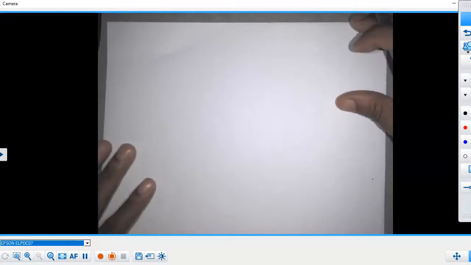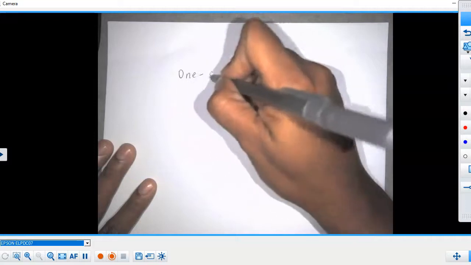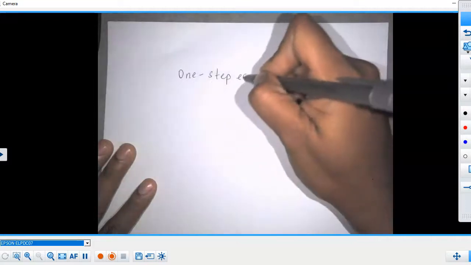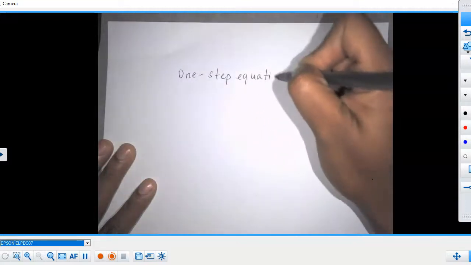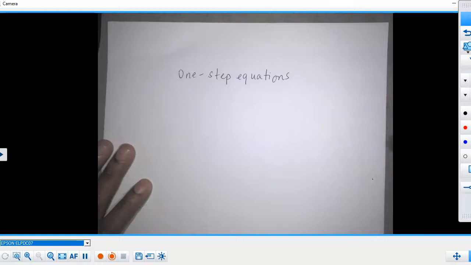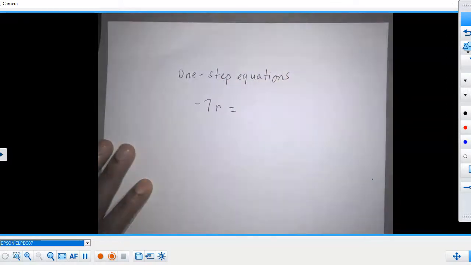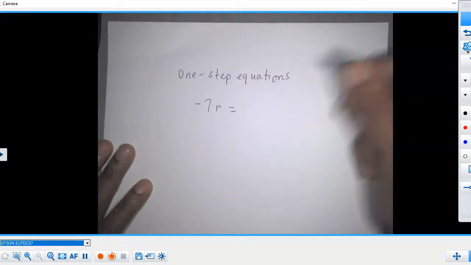One thing that will be on your test will be one-step equations. There's already a video on one step, so I'm not going to spend very long on this. One-step equations, you solve them in one step. So what if you had something like negative 7r is equal to negative 56?